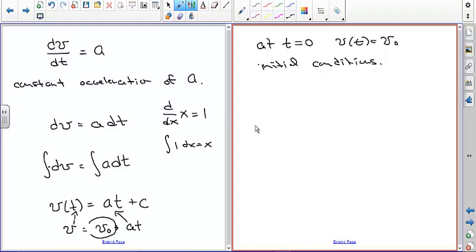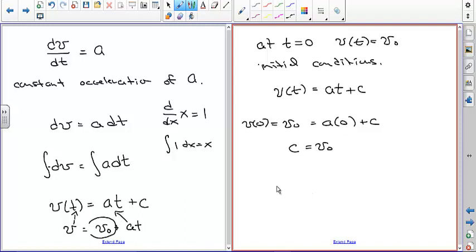So you take this equation, v of t, again, let me rewrite it. You've got v of t is a constant acceleration times time plus c. So for t I put in 0. So a times 0 plus c, and for v of t, I put in v0. So what I'm doing here is v of 0, which is v0. So it turns out the arbitrary constant is equal to v0.